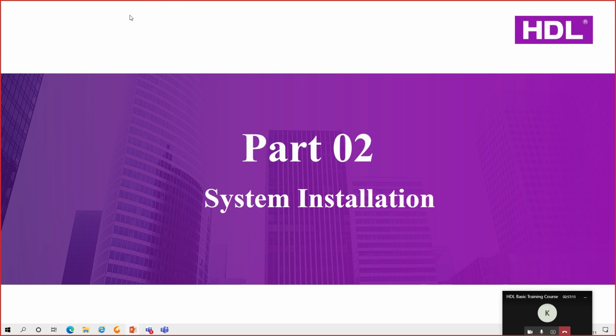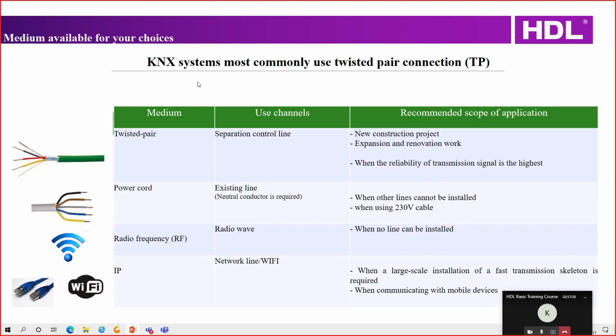So now let's move on to part 2, the system installation. Our KNX system has 4 different media: twisted pair, power line, radio frequency, and IP. And they use different channels. For twisted pair, it uses a separate control line, and for power line, an existing line with neutral conductor is required. For radio frequency, it uses radio waves, and for IP, a network line or Wi-Fi.